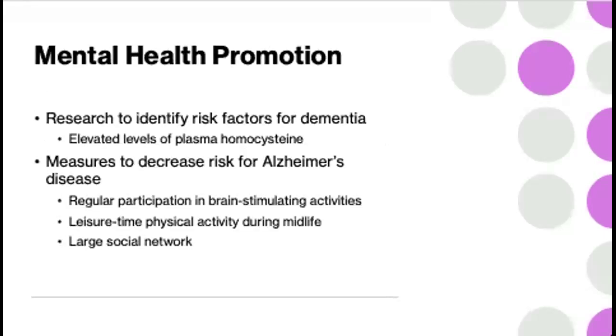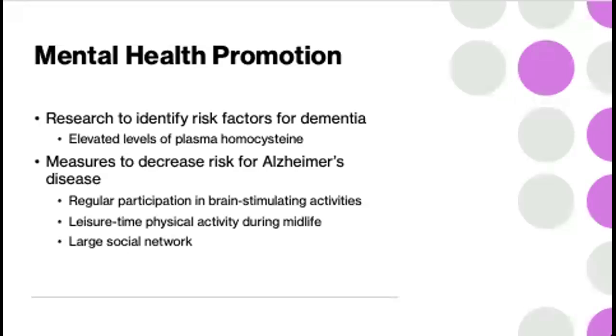For our healthcare promotion, elevated plasma homocysteine levels have been noted for an increased risk of dementia. So, folate, vitamin B12, and betaine can reduce homocysteine levels. There's ongoing trials about that. Brain stimulating activities like crosswords can help to reduce developing Alzheimer's disease.